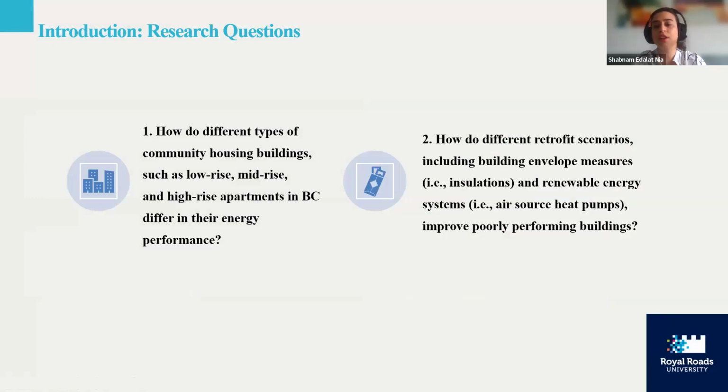In my research, I follow two main questions. The first one is how do different types of community housing buildings, such as low-rise, mid-rise, and high-rise buildings in BC, differ in their energy performance, in their energy consumption, and their greenhouse gas emissions, and how do different retrofit scenarios improve these underperforming buildings?